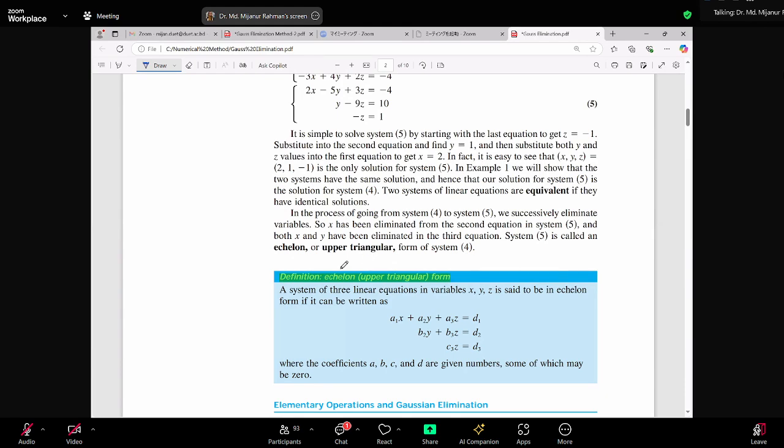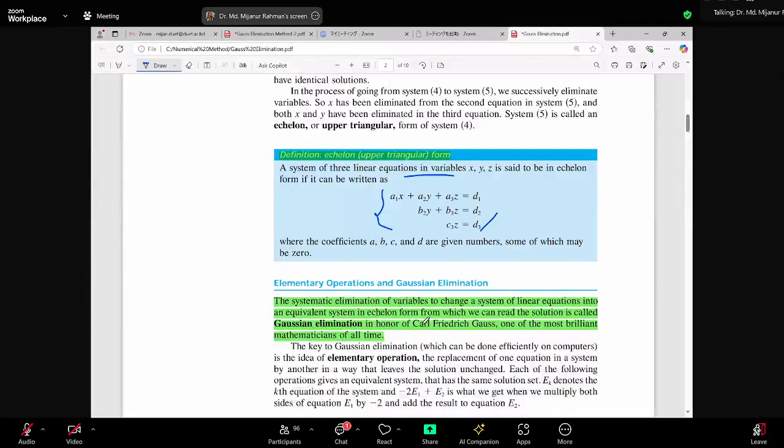Before going to that, we should know that a system of three linear equations in variables, say x, y, z, is said to be in echelon form if it can be written like this. In the Gauss elimination method, our main target will be to convert our three linear equations this way: A1x plus A2y plus A3z equals D1; B2y plus B3z equals D2; C3z equals D3. We will see how we can convert the equations this way.